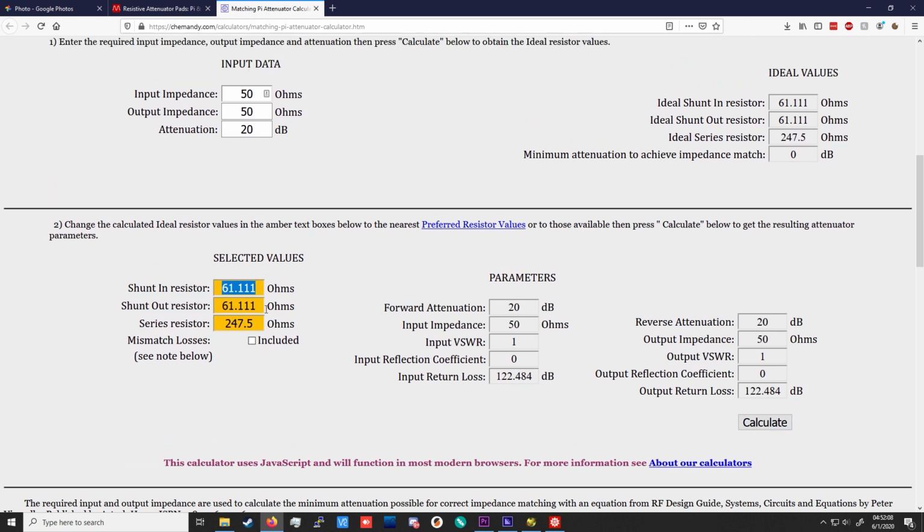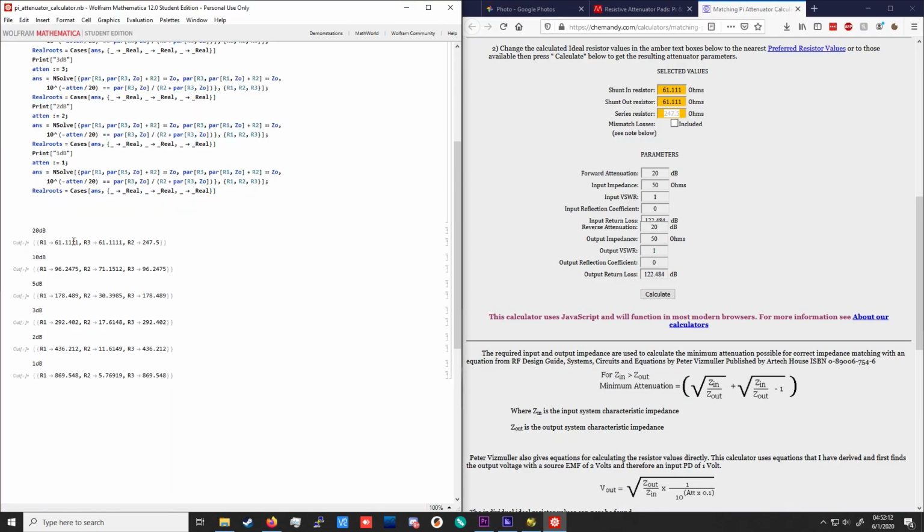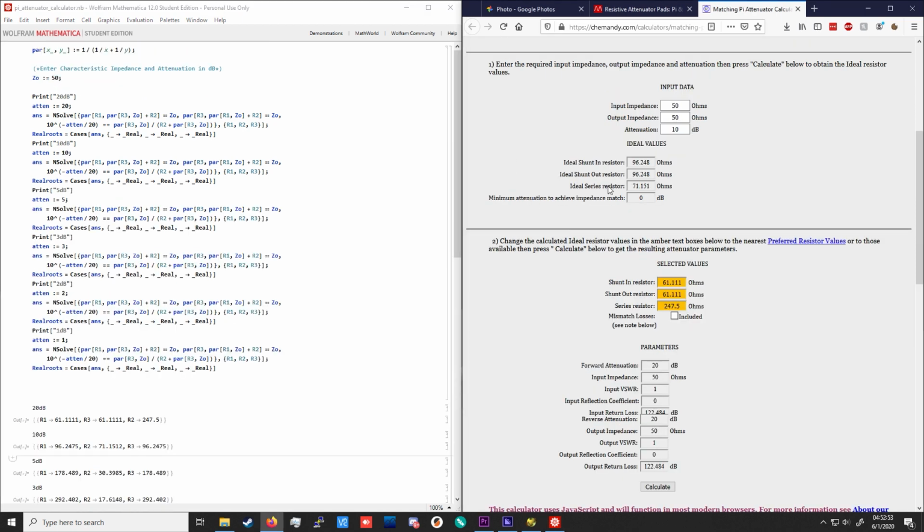We see 61.11 and 247.5, and that's exactly what we calculated right here, 61.11 and 247.5. So with all that done, I went ahead and I handpicked resistors from the stock room and spent probably way too long measuring them for series and parallel combinations that would get reasonably close, and I rebuilt the attenuator. So next we'll take a look at measuring it with the NanoVNA V2 to see how accurate it ended up being.